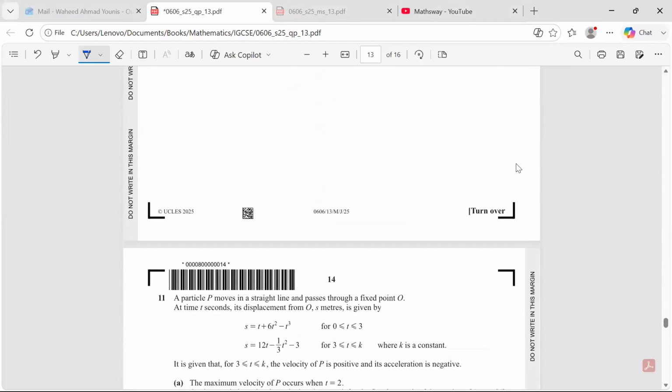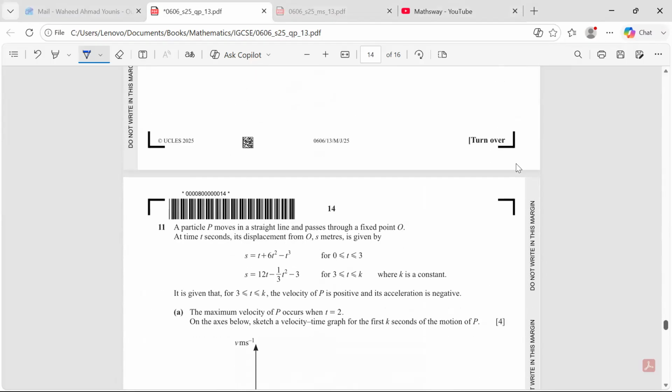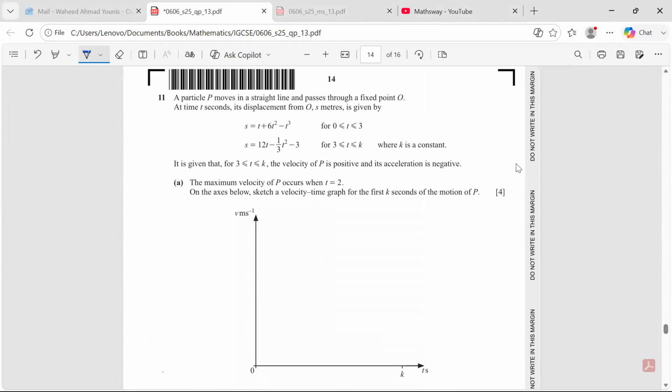The previous questions you can check in my previous videos. Okay, so here we go. We have this situation that the particle moves in one dimension. For example, this is the point O, and the particle moves around in this direction, right? So at any time, its position is given by these two expressions.